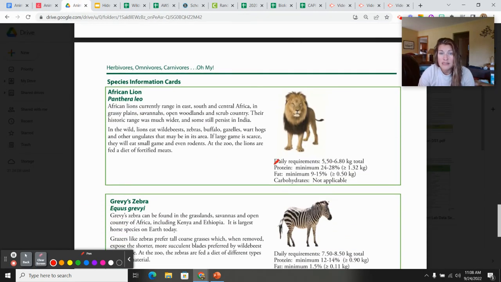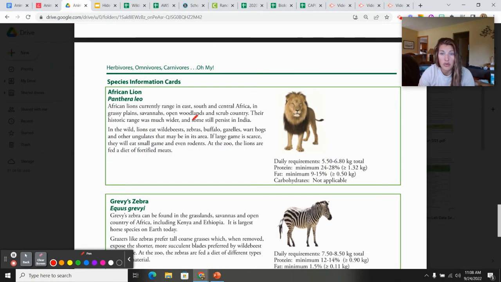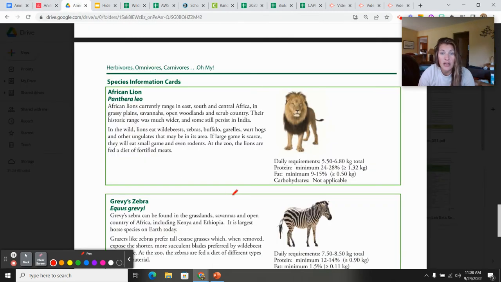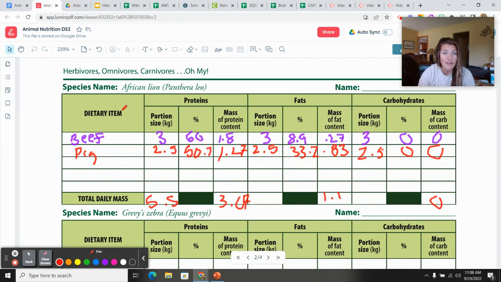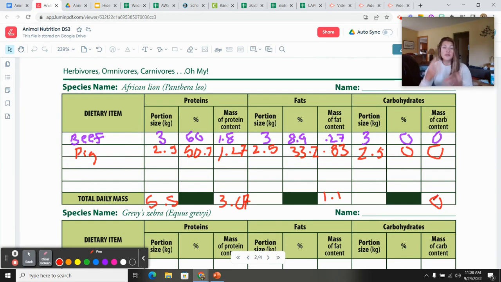So daily requirements at least 5.5. So I have at least 5.5 for my total mass, at least 1.32 for my protein. I'm good there. I have 3.07, at least 0.5 kilogram. I'm at 1.1, and carbs not applicable, no carbs. So that is my diet for my lion.